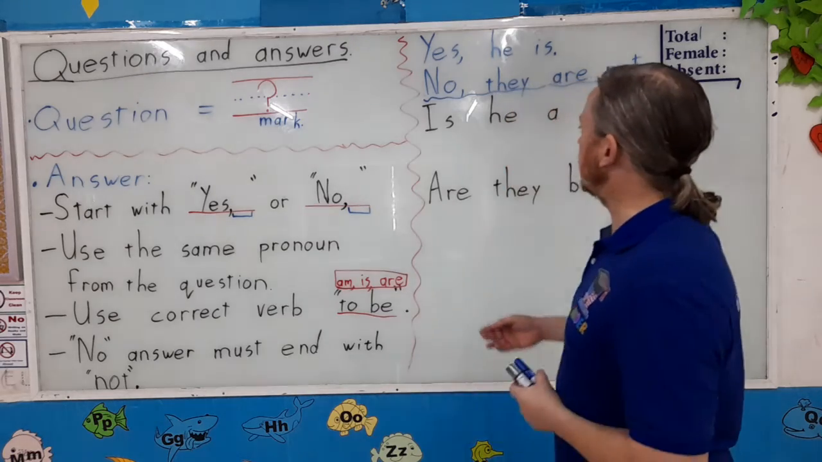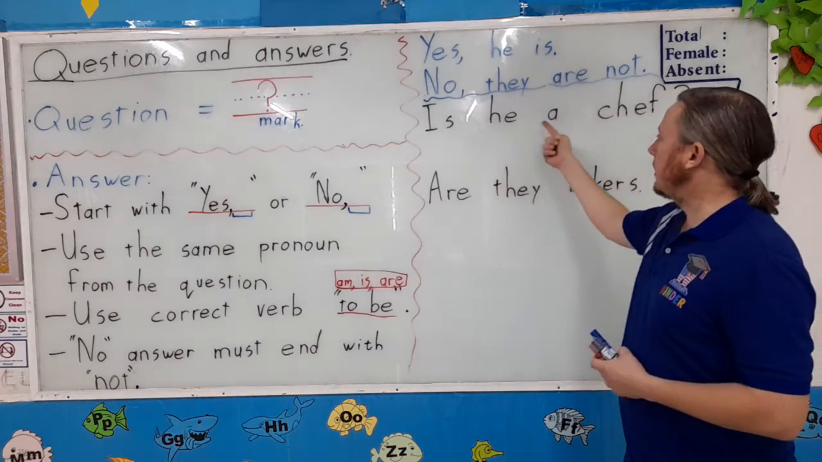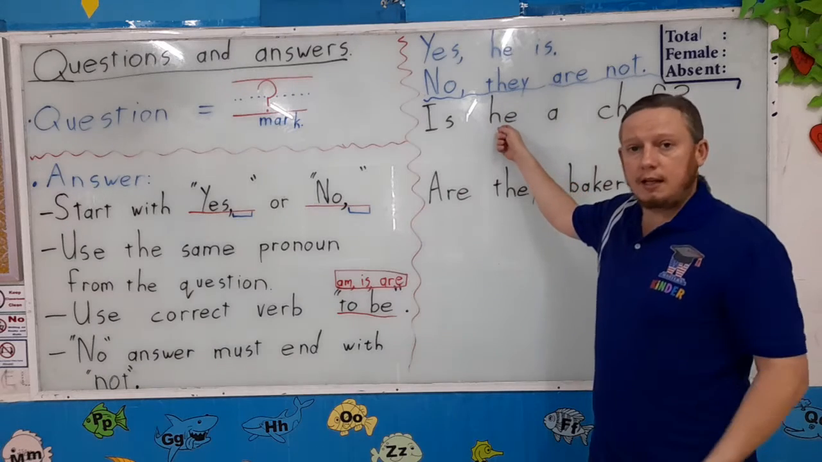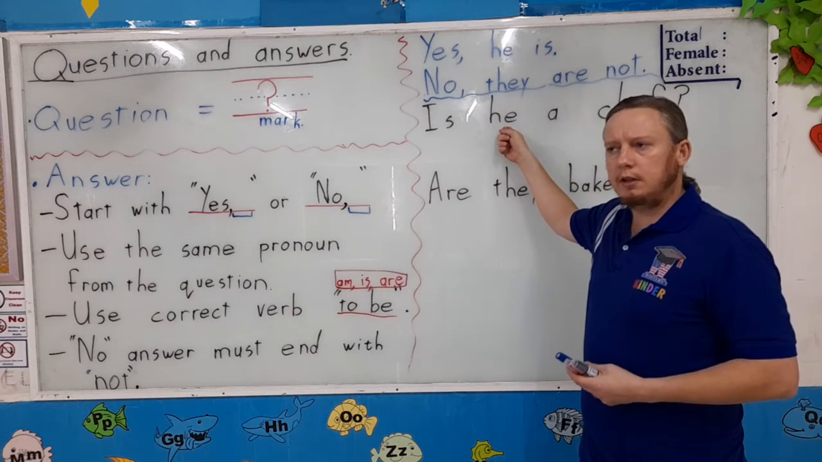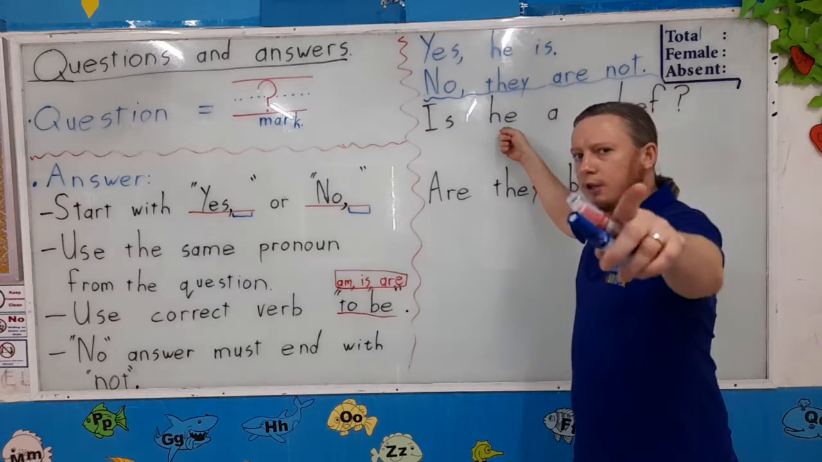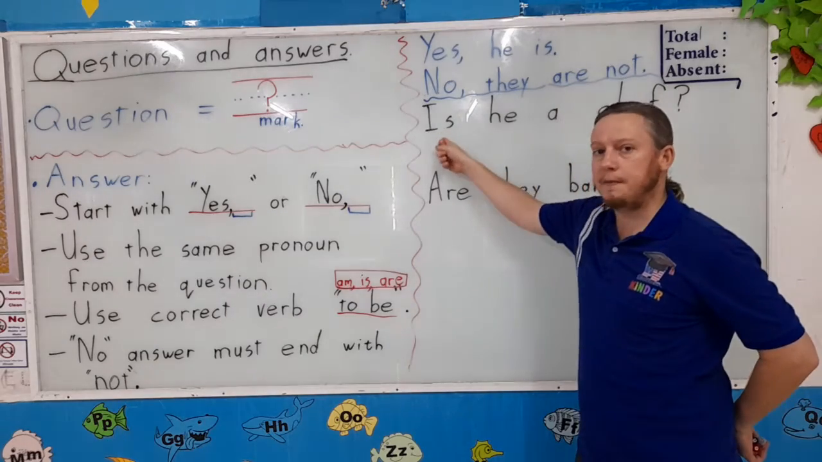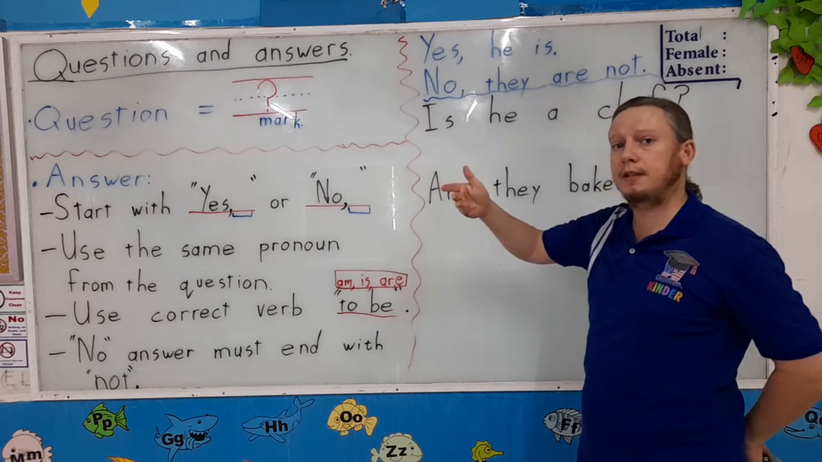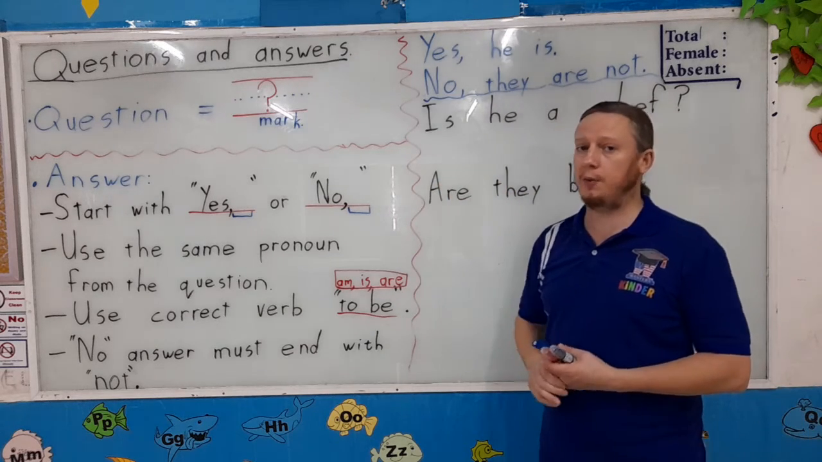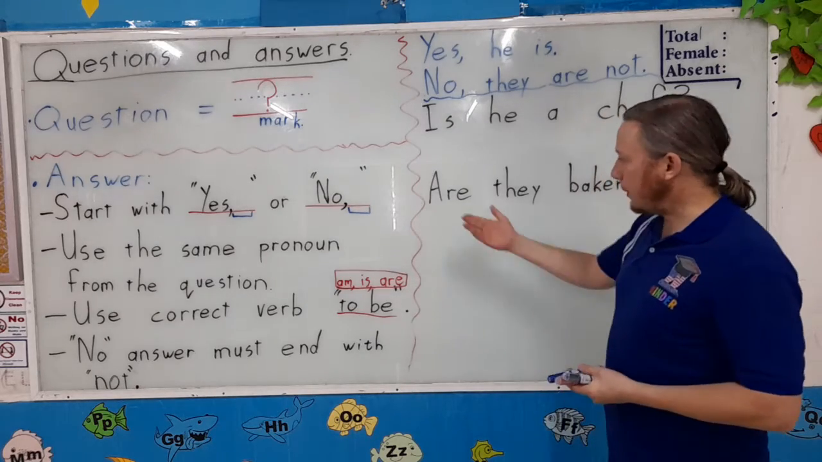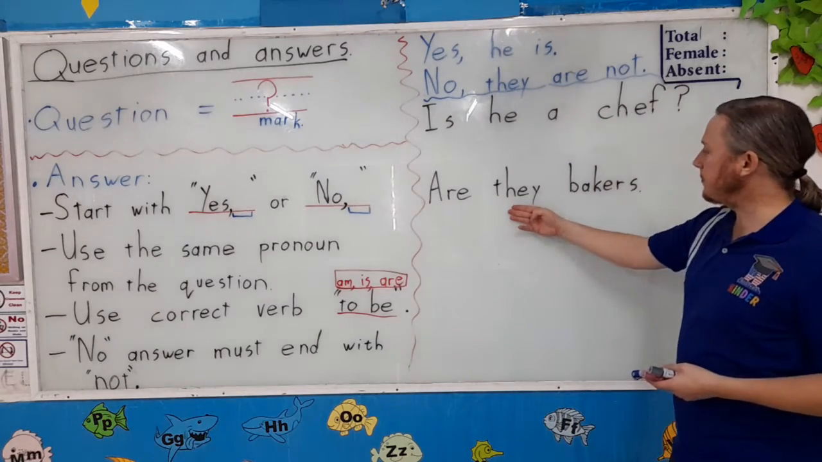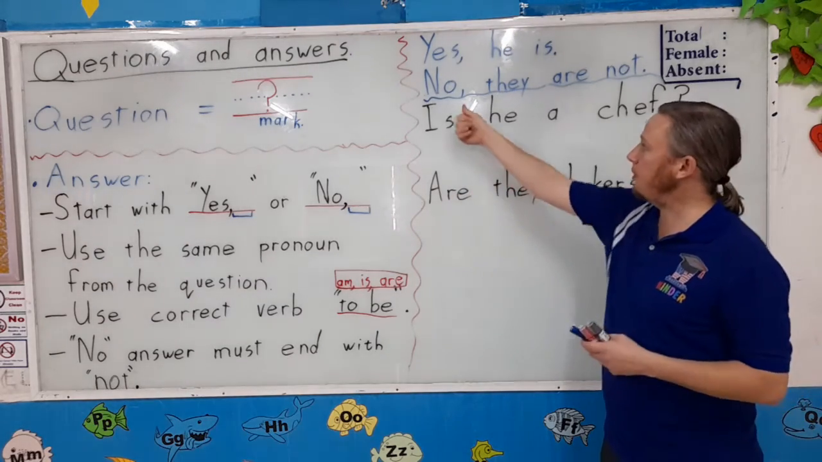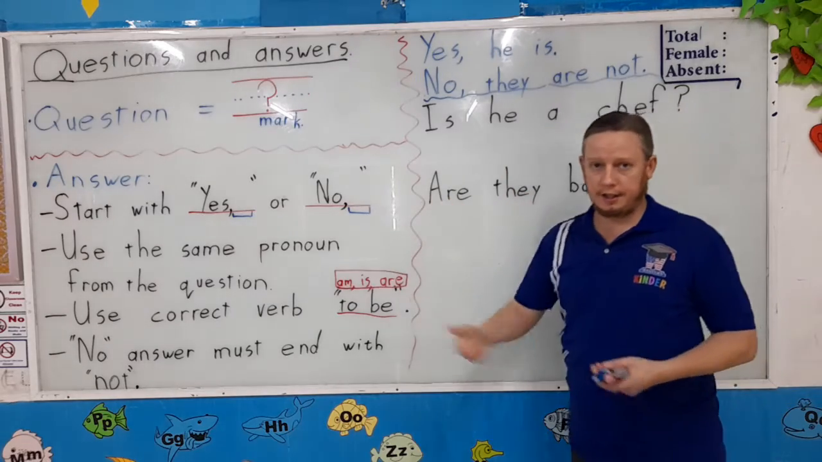Okay, so if somebody asks me the question, is he a chef? My answer must have he. And who's friends with he? You cannot remember? The clue is in the question. Who's his friend? You remember? He is. She is. It is. We've practiced these in K3 and in grade 1, so I hope you remember them. If we look at the question, are they bakers? We will answer yes, they are, or no, they are not.